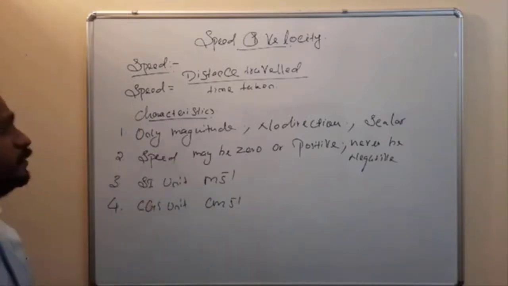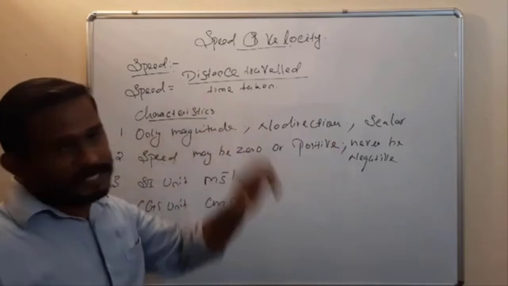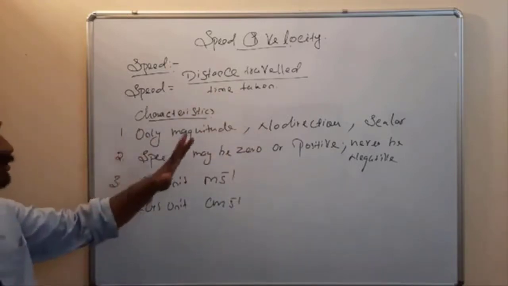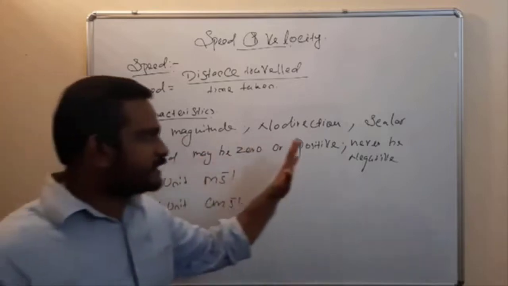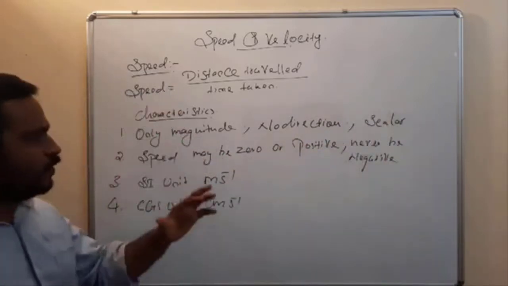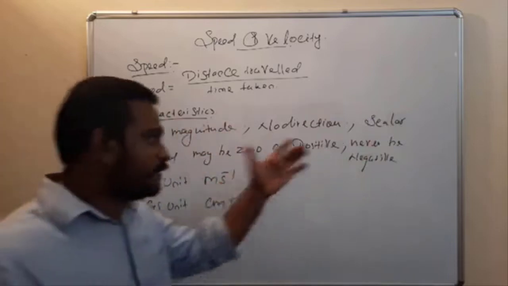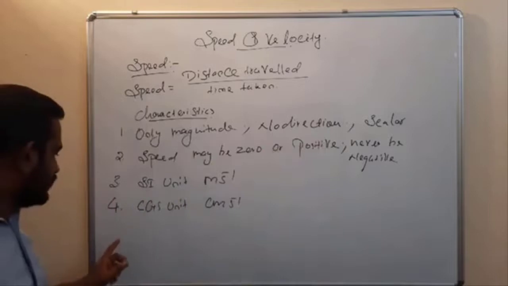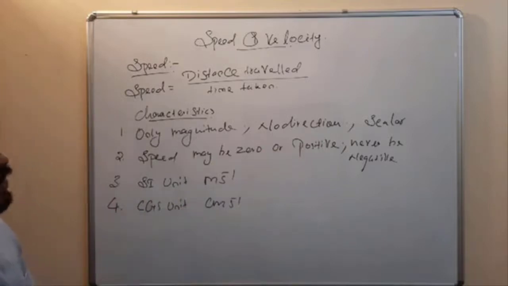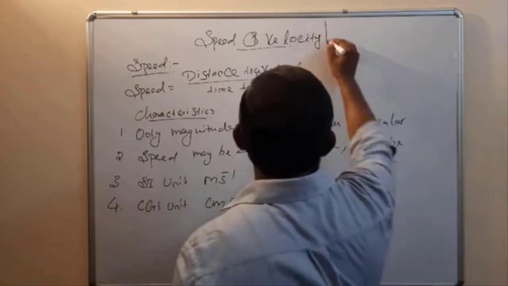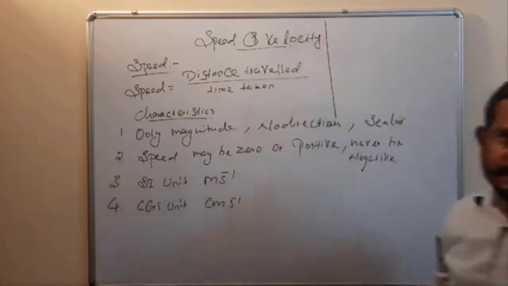So speed is equal to distance traveled by time taken. The characteristics: speed has only magnitude, it has no direction, so it is a scalar quantity. Speed may be zero or positive, so never negative. The SI unit is meter per second and the CGS unit is centimeter per second. Next we are going to see what are the different types of speeds.